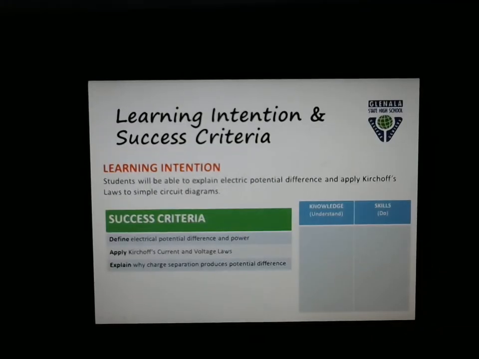Here are your learning intentions and success criteria. Please pause the video and attempt to complete the KS table down below. Alright, welcome back. So having a look here, we've got a couple of knowledge type verbs and a skills verb. They're popping up with the apply.